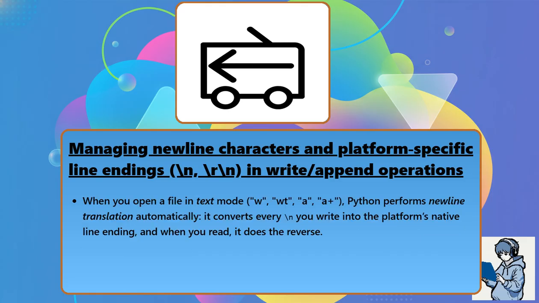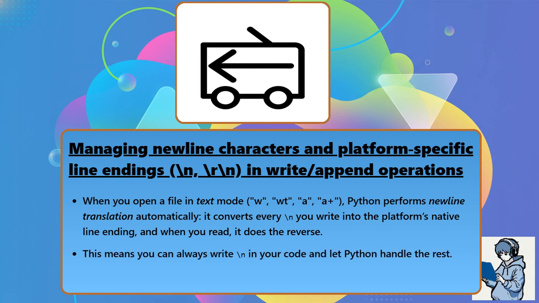When you open a file in text mode, W, WT, A+, Python performs newline translation automatically. It converts every \n you write into the platform's native line ending, and when you read, it does the reverse. This means you can always write \n in your code and let Python handle the rest.